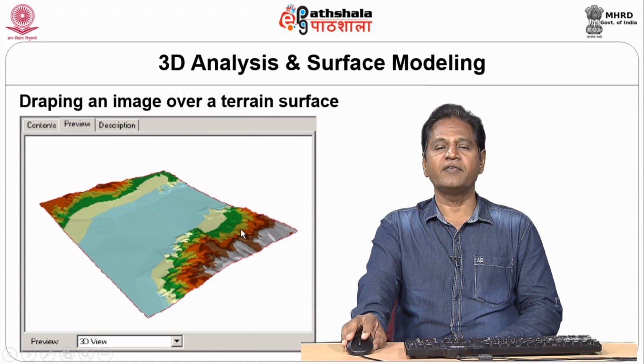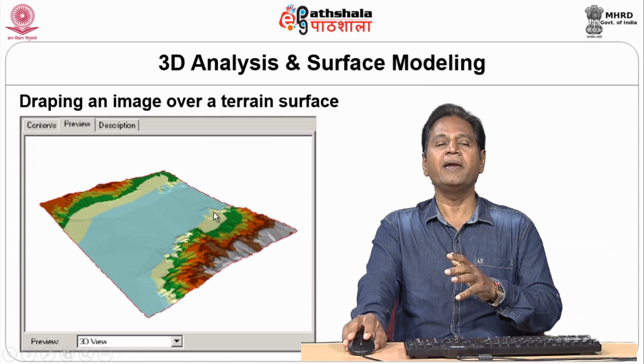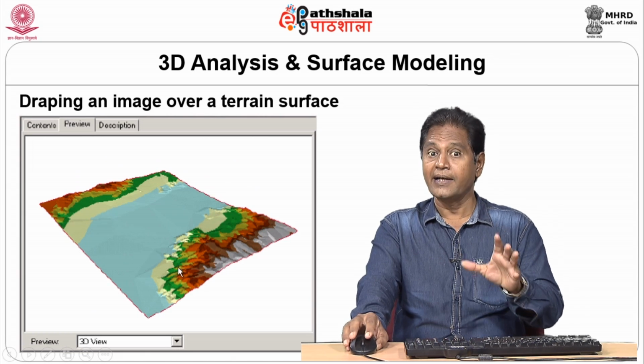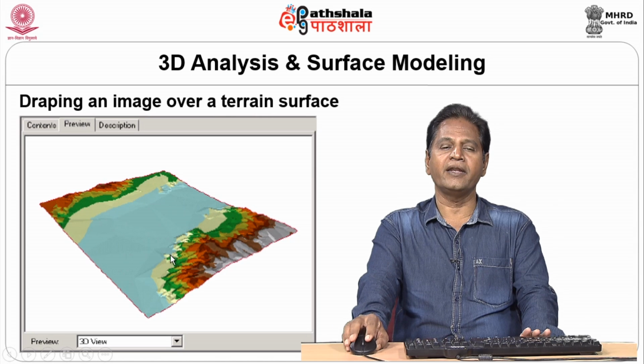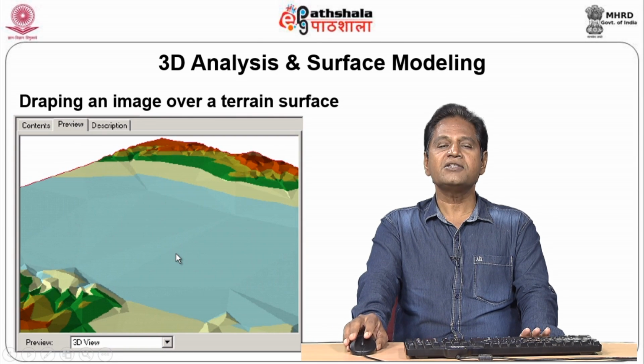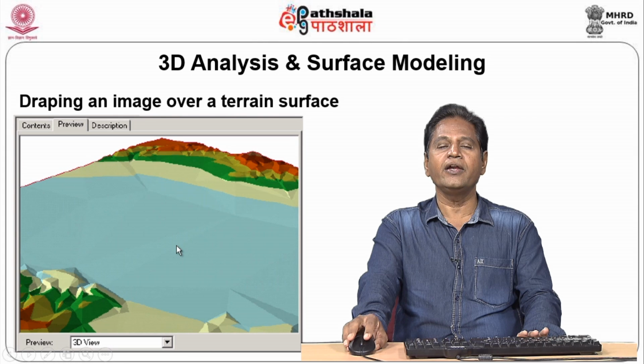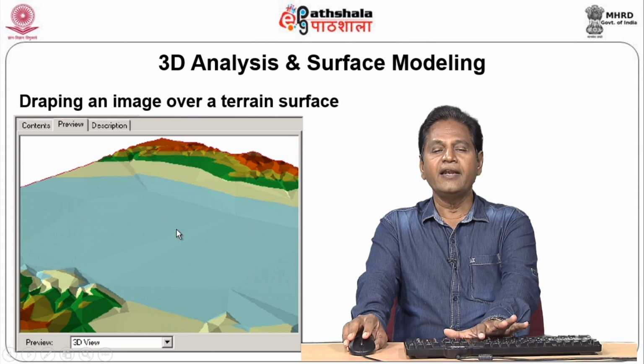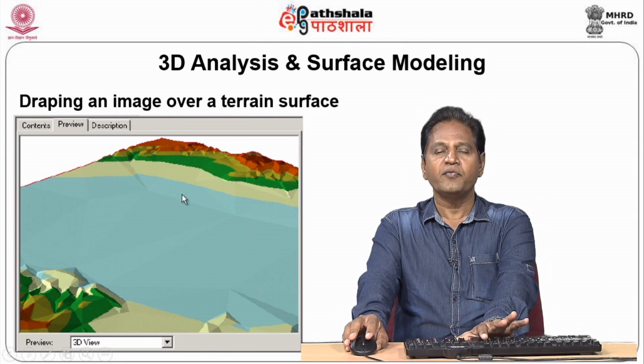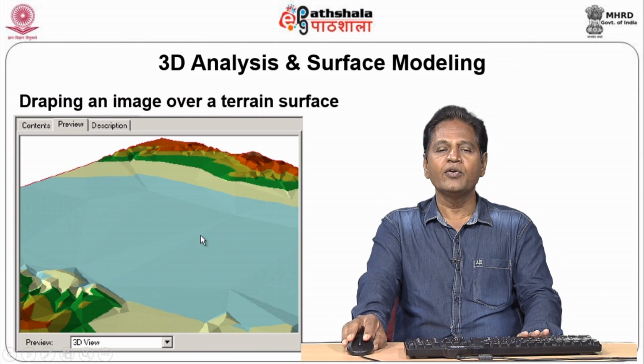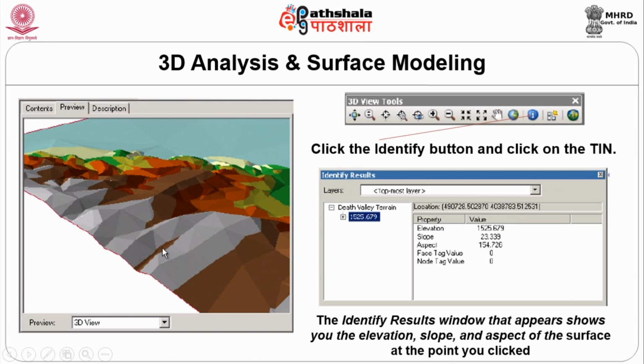Over a terrain surface, I am trying to drape an image, which could be a satellite image, an orthophoto, or any other aerial photograph. When I start zooming in, you can see here it didn't appear to have much variation, but when I move closer to that object, there is a lot of variation in the elevation, and its characteristics are very simple and straight. This is available in almost all the GIS software. ArcGIS is no exception, and is one of the best.